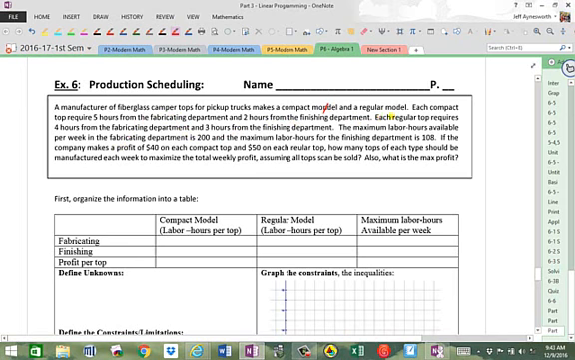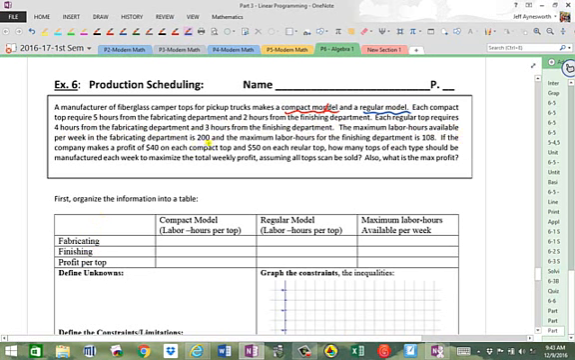Each compact top requires 5 hours of fabricating department and 2 hours in the finishing department. So we got two different departments here, fabricating and finishing. Each regular top requires 4 hours of the fabricating department and 3 hours of the finishing department. Okay, the maximum available labor per week in fabricating is 200 hours, and maximum labor hours in the finishing department is 108. Those are the limitations or the constraints.